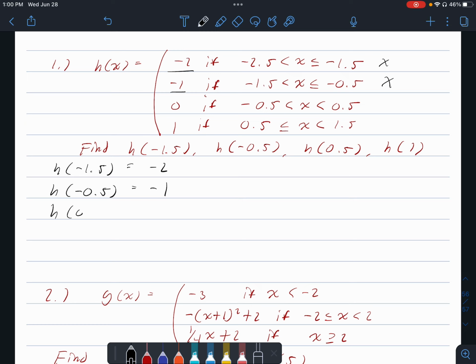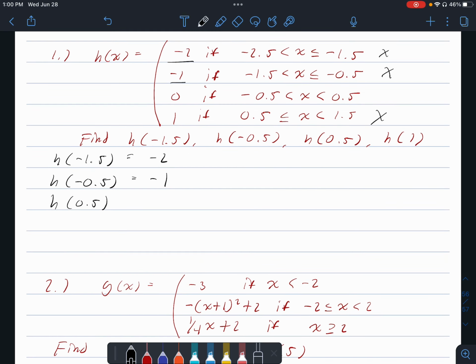If we check h of 0.5, well, let's check here. We know it's not in the previous one. We know it's not in -0.5 to 0.5 not included, because we're not including the point 0.5. So it must be in this last one here, 0.5 included to 1.5. So it's in this one, and we say that it's 1, because this is your output here. Then for h of 1, again, you just check to see what the interval is. h of 1 is going to fall into the same interval we had here. So h of 1 is equal to 1.